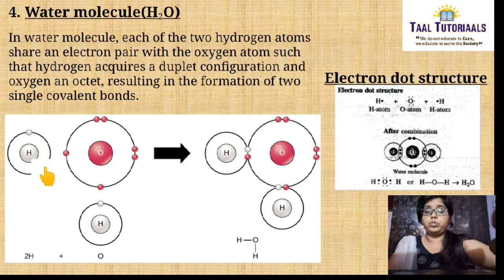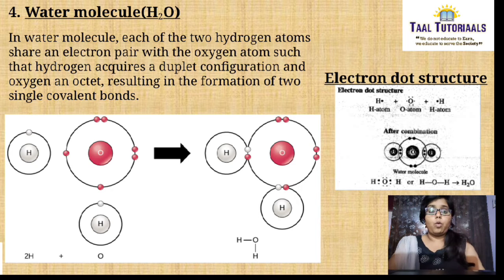It needs 2. So oxygen combines with these 2 hydrogen atoms, and that hydrogen also got stable electronic configuration, that is duplet, and one more hydrogen atom also got duplet configuration, and oxygen also got octet configuration. So this is how water molecule is formed, that is stable. Here, if you see, this is the dot structure. Hydrogen shares 2 electrons with oxygen, and one more hydrogen atom with oxygen. This is the dot structure to write.